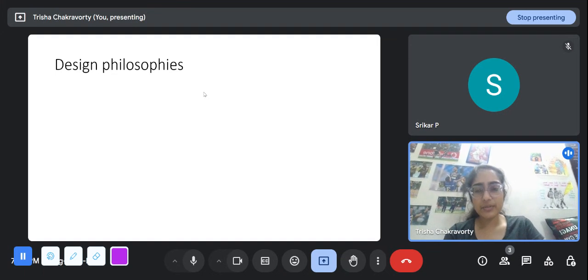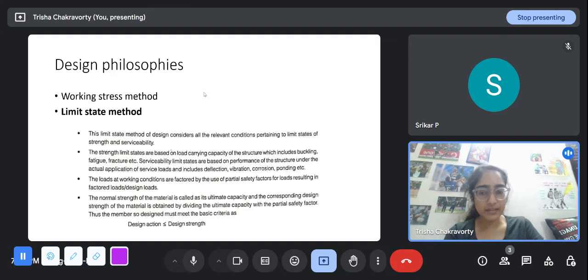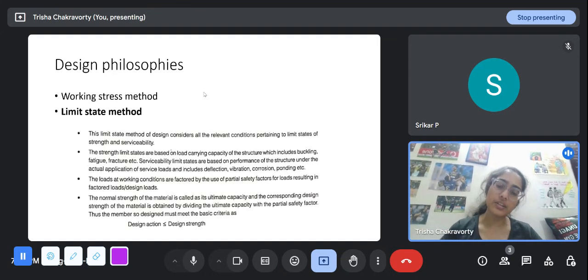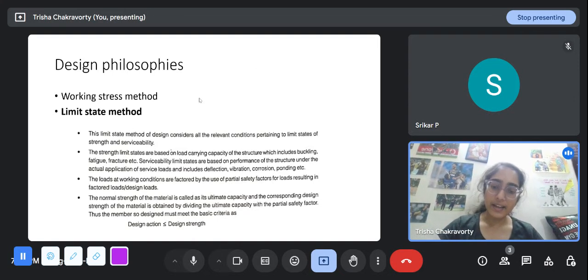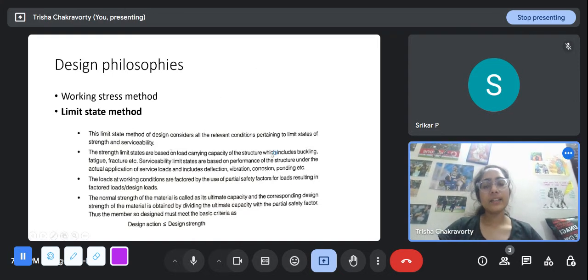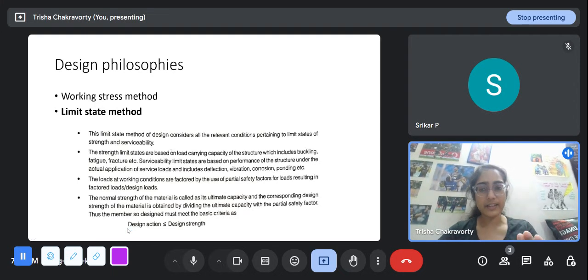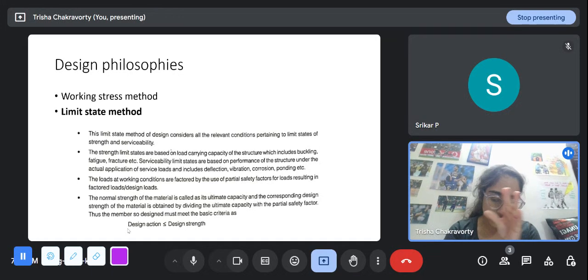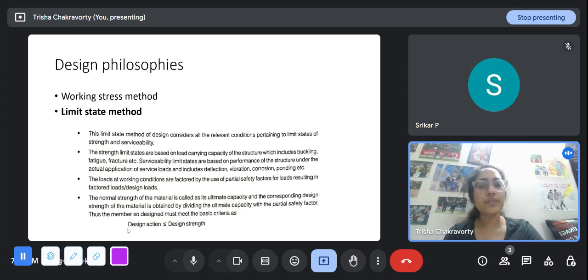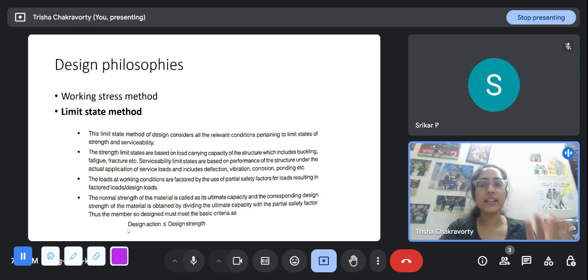In design philosophies, we have looked at working stress and limit state method. The limit state method is what is mostly followed in the codes and what we follow. The design action must be less than the design strength. The design action is obtained by multiplying the working load with a factor greater than 1, like 1.1, 1.25. And the design strength is obtained by the actual strength of our section divided by a certain factor greater than 1. Both of these are done to account for uncertainties in design that we cannot control, like in loadings, in geometry, in yield stress.